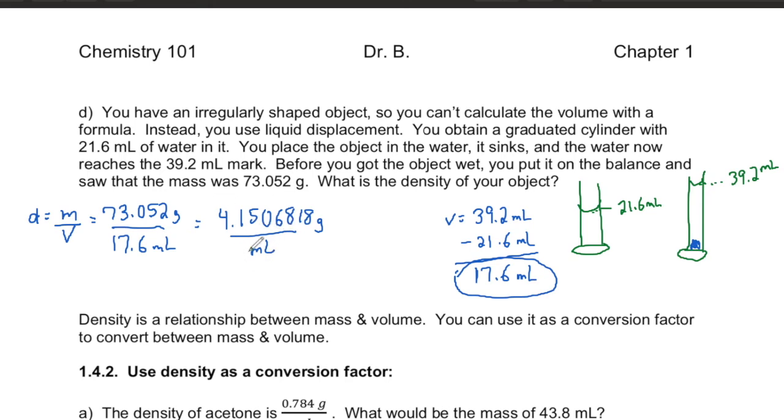When we do the division, we get 4.150618 grams per milliliter. This should only have 3 significant digits because we have a 5 significant digit number at the top, a 3 significant digit number in the denominator. So we're going to want to take this down to 3 significant digits and report this as 4.15 grams per milliliter.